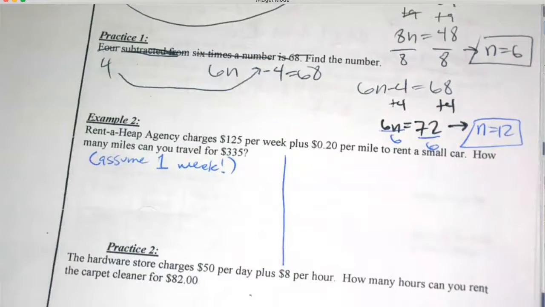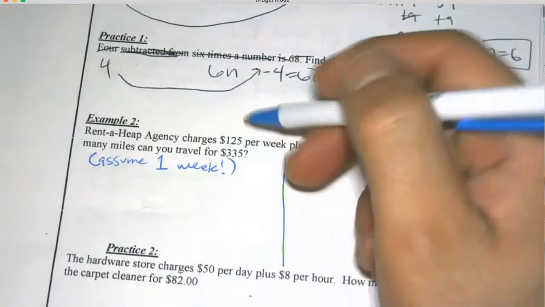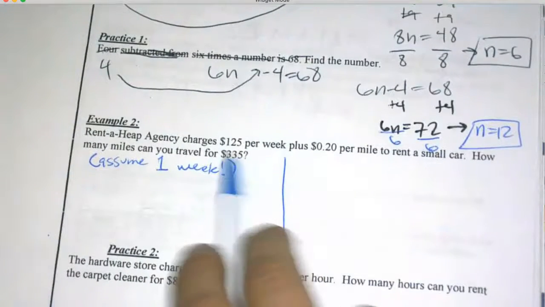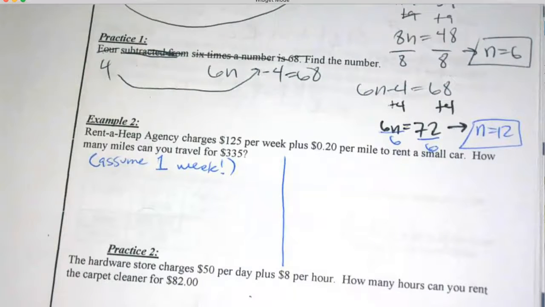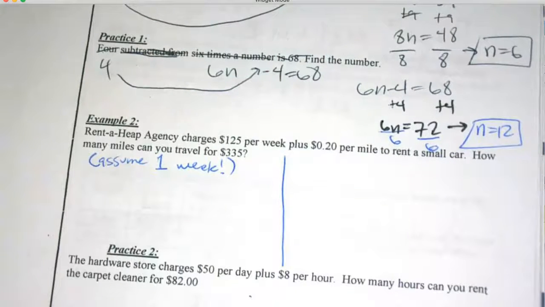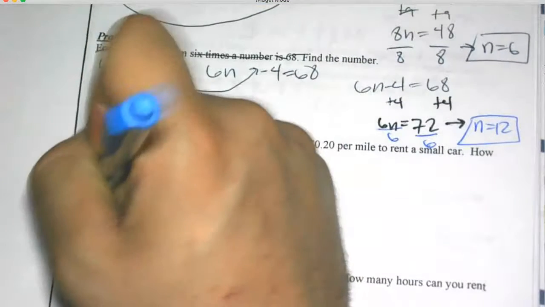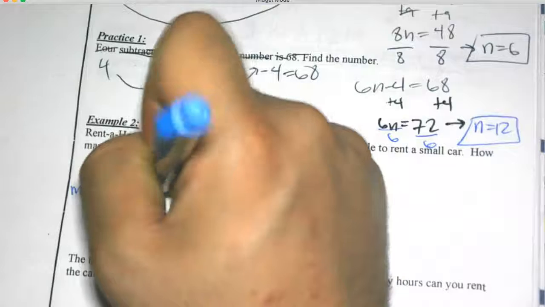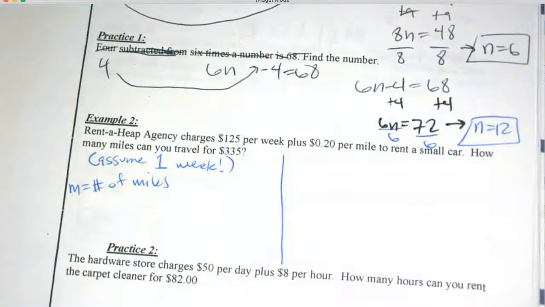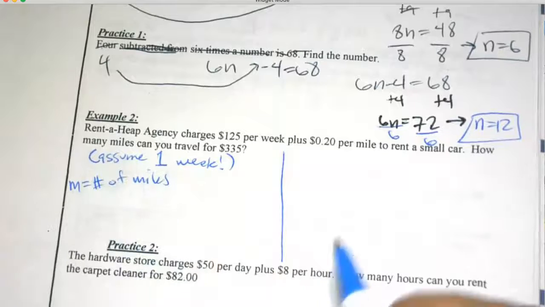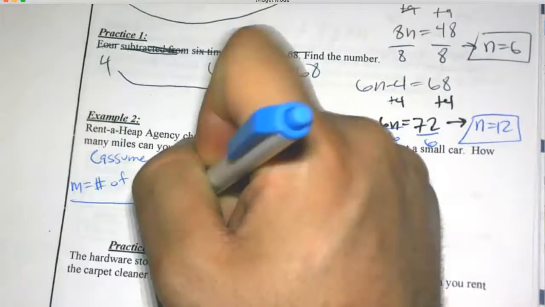So in this next problem, as I'm reading it, I see we're just going to assume 1 week in order for it to make sense. So $1.25 a week, so for 1 week, plus 20 cents per mile to rent a small car. So that's again assuming 1 week. If it's 20 cents per mile, then I'm going to use m to equal the number of miles. With these word problems, you definitely want to define a variable like this. M is the letter, and it stands for number of miles. Then I can write out an equation.